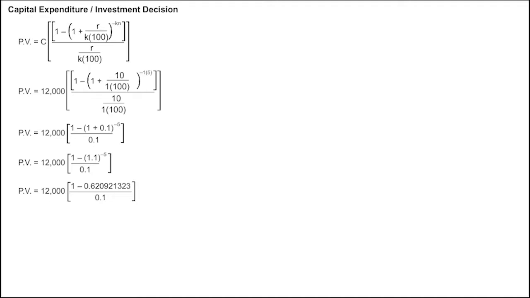0.620921323 divided by 0.1. So when we simplify this numerator, 1 minus 0.620921323, we get 0.379078676 in the numerator, and in the denominator we have 0.1. Simplifying the bracket, we get 12,000 into 3.790786769, which will be approximately equal to 45,489.44123. Now here, the present value of outflow of the machine is rupees 50,000.